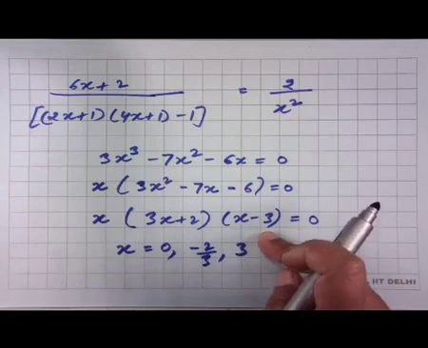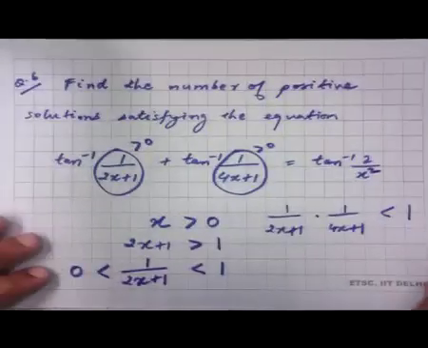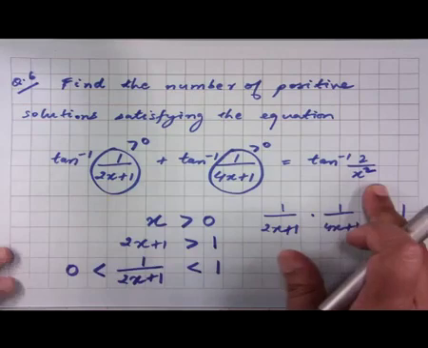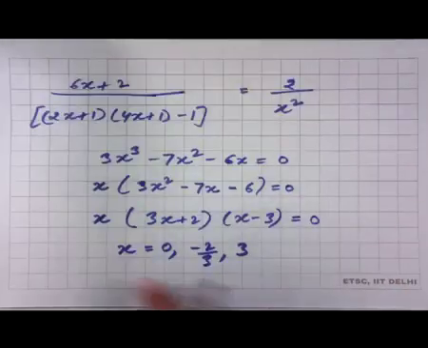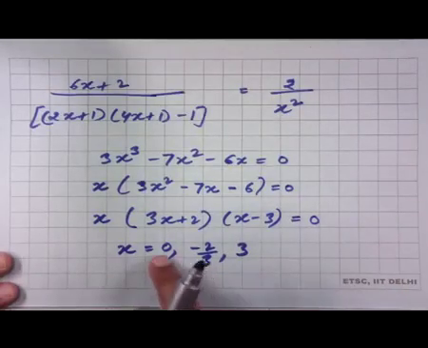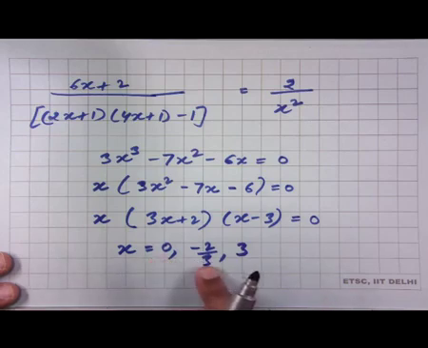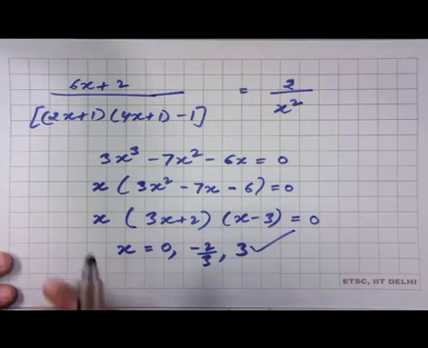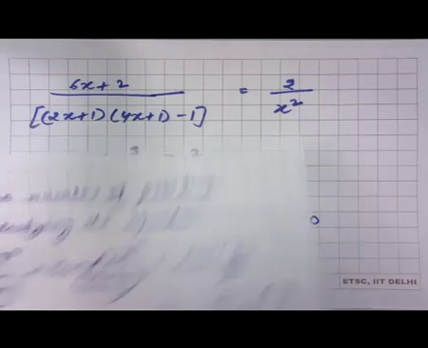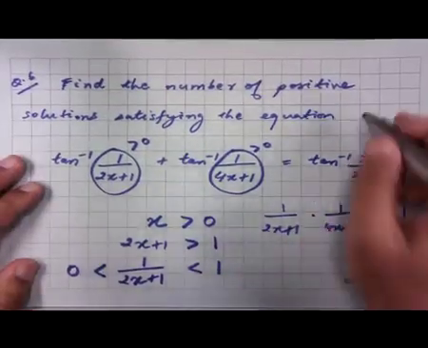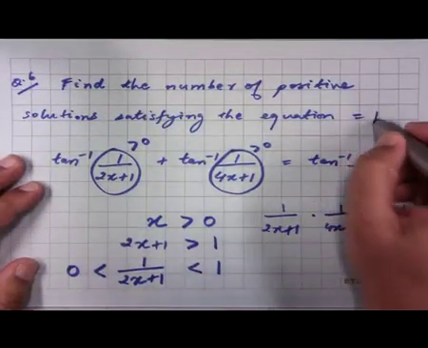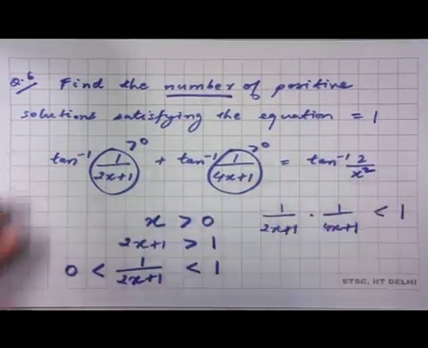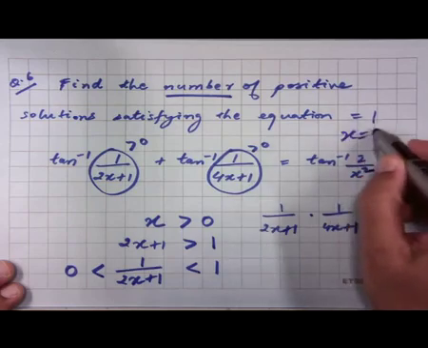But the problem was asking us to find the number of positive solutions which satisfy this equation, and it is clear that this is 0, this is minus 2 by 3. So the only positive solution is x equal to 3, and hence the number of positive solutions satisfying this equation is equal to 1. So there is only one solution, which is x equal to 3.